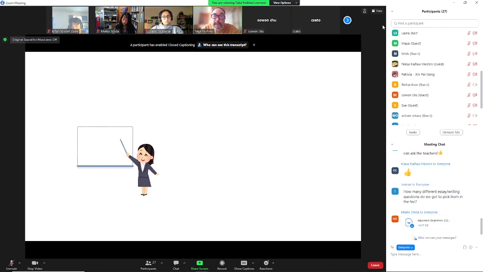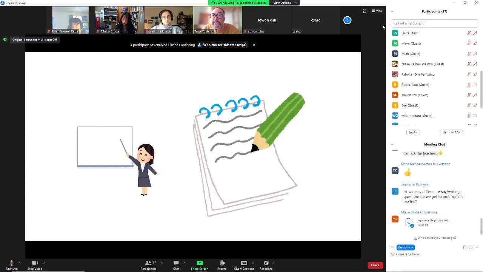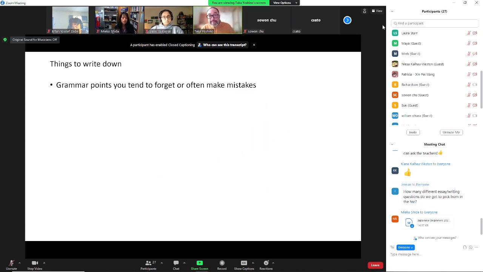Okay, so the palm card, like you do the presentation, I suggest you to prepare a palm card. You can just simply fold the A4 paper into pieces and write down and put it in your pocket. Okay, so things to write down on the palm card, grammar points you tend to forget or often make mistakes, so you can remember, of course, and you can take it out on the way to the school in the bus or train.